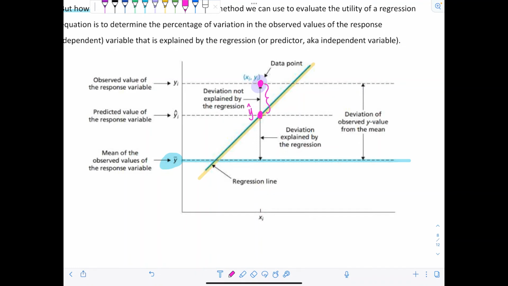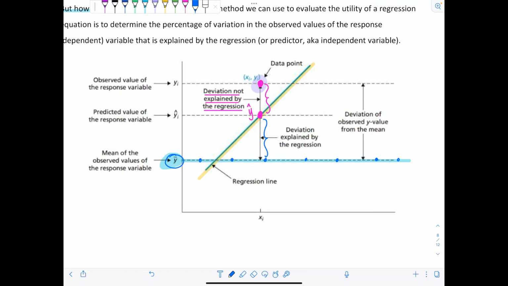That error is the deviation that is not explained by the regression. Okay, for some reason we were off and the regression equation is not accounting for it. Now there's another deviation here. It's not error. It's deviation from the mean that the regression equation did account for. This is explained by the regression equation. So here's the mean, the horizontal line. Most of the time, all your data values aren't going to be right here. You have some variance, you have some deviation.